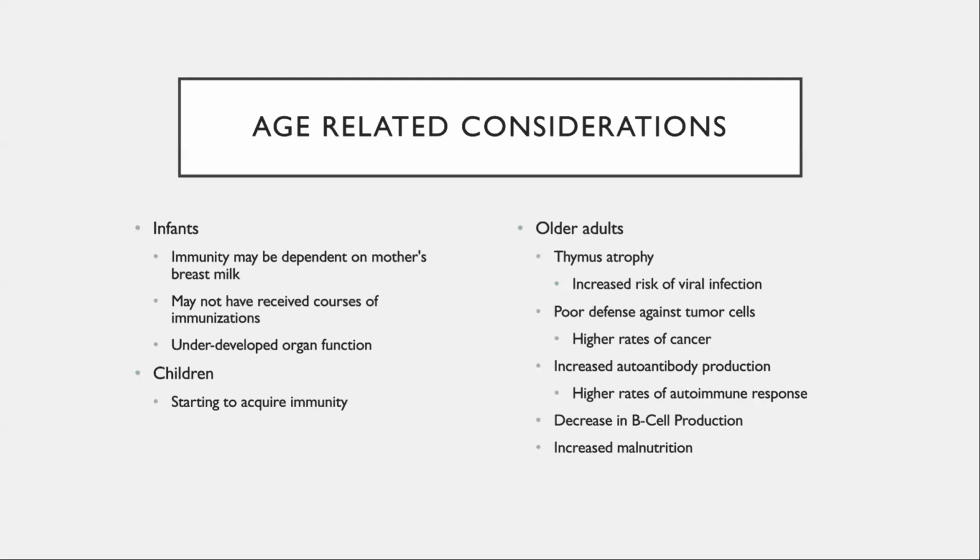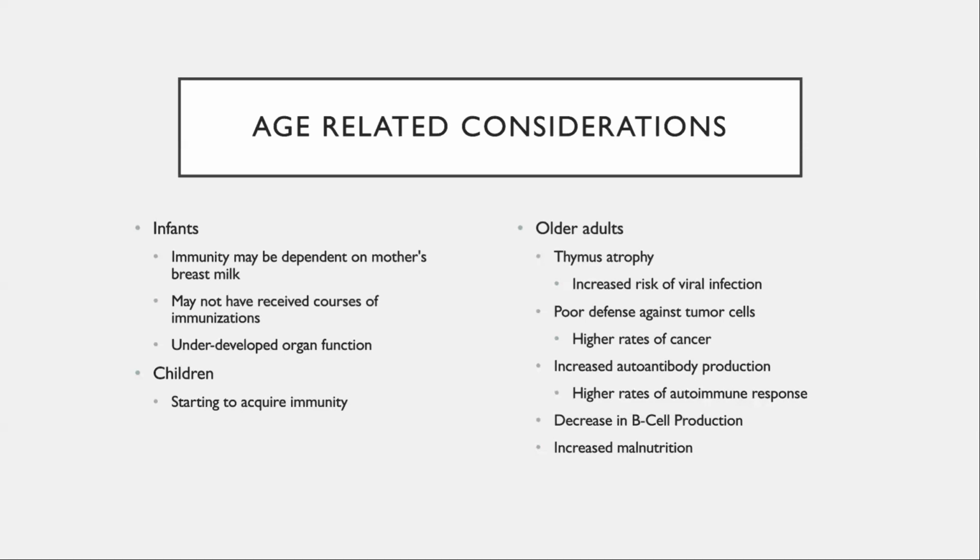Age-related considerations when we talk about immune function: infants' immune systems may be dependent on the mother and the mother's breast milk because they haven't had a great opportunity to build up their immune response and their memory to pathogens yet. They also may not have received immunizations that have helped protect them from different pathogens. They also have underdeveloped organ function, which can impact their response to infection as well.